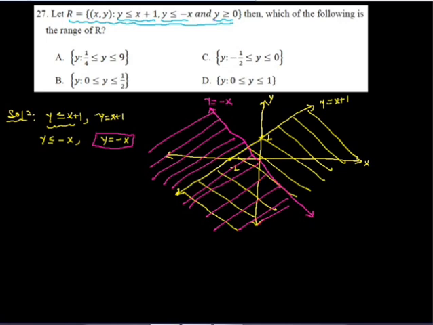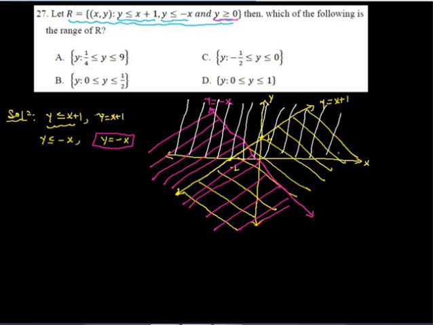Now we have another condition: y greater than or equals to 0. y greater than or equals to 0 is a region above the x-axis. So this is the region for y greater than or equals to 0. Now we have some portion which is the intersection of all the three. The region that satisfies all three is here. The white region is the intersection of all the three.